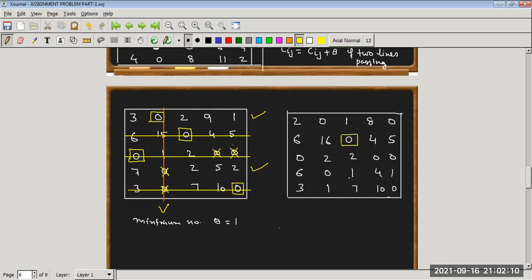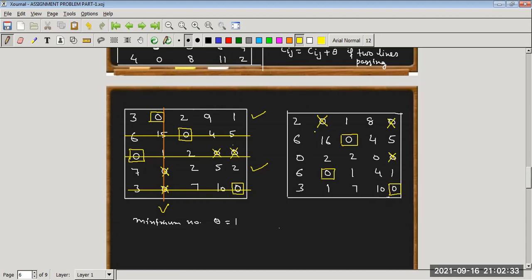There is no 0 in this column, so leave that column. In the third row there are 3 zeros, so leave that row. In the fourth row there is only 1 zero, so assign this 0, and there is 1 zero in this column, so cross that 0. In the fifth row there is 1 zero, so we assign this 0, and there are 2 zeros in the column, so cross that 0.